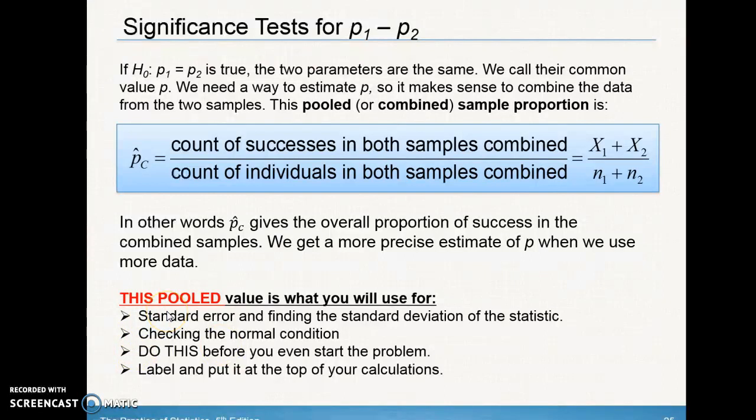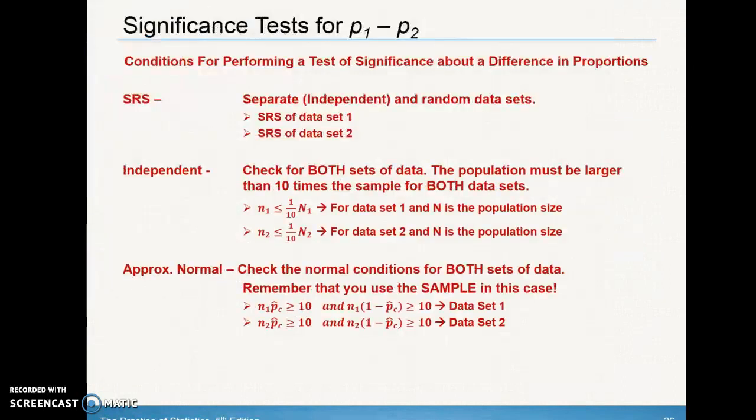When will you use this pooled value? Never, ever, ever for confidence intervals. You'll use it for the standard error and finding the standard deviation of the statistic. You'll use it for checking the normal condition. And I say to do this before you even start the problem, label it and put it at the top of your calculations so that you know that's what you're using for your standard deviation and for your normal condition.